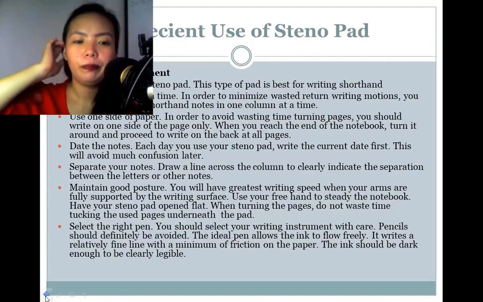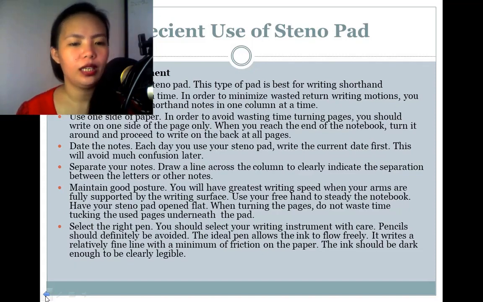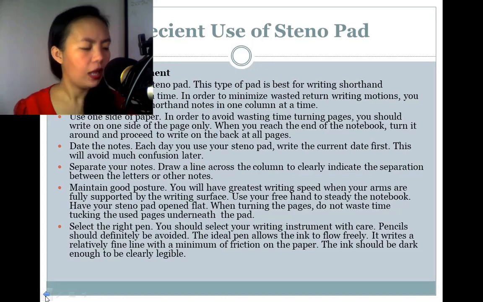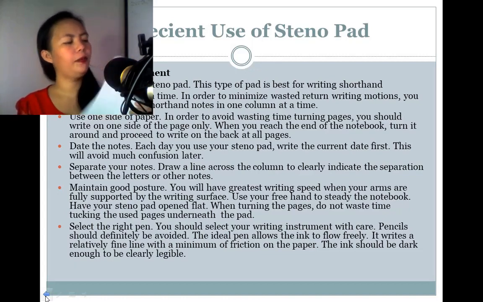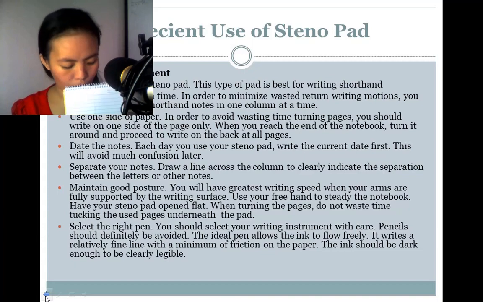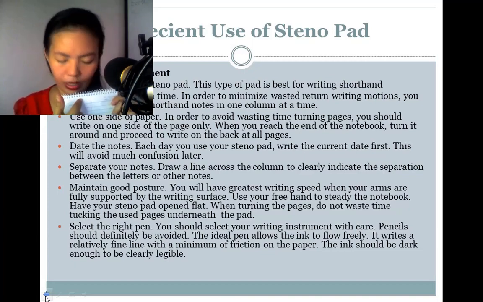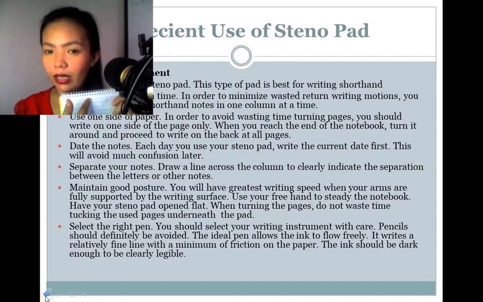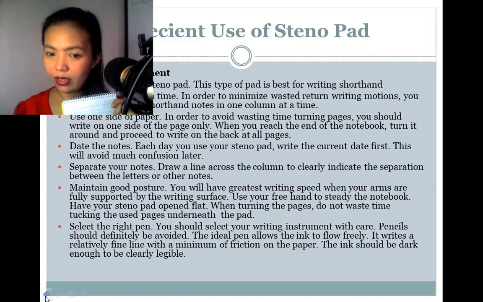Okay? So, ang sabi, next, on the fourth one, date the note. Each day you use your stenopad, write the current date first. Okay, so, ma'am, paano po magsulat ng current date? Here. Meron kayong current date doon. But, just in case that you're not able to use all, I suggest na you write here. In this part. And then, kung dito kayo nag-end, then you write there.